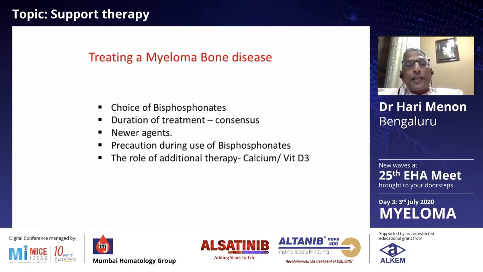So there are newer agents. In 2018 the FDA approved the use of denosumab, which is a RANK-ligand antibody, which was found to be non-inferior to zoledronic acid in a non-inferiority study. But the advantage of using denosumab is in a patient with renal failure, where we know that bisphosphonates are not useful, and we generally defer using bisphosphonates in these situations. In those situations, denosumab may be used.